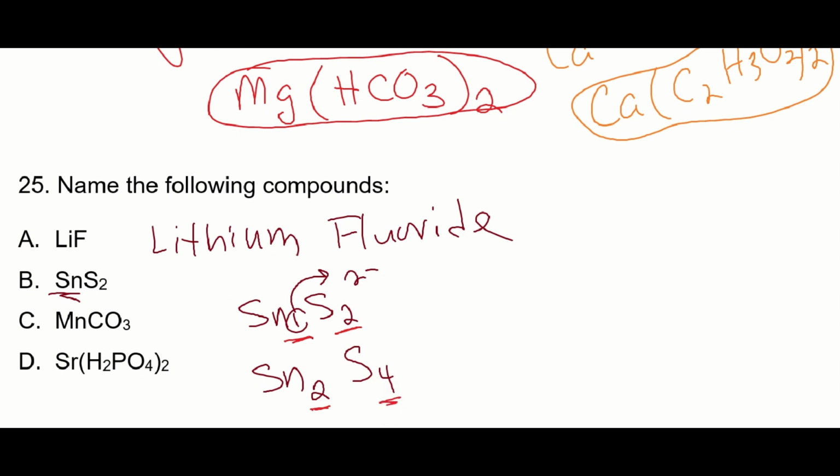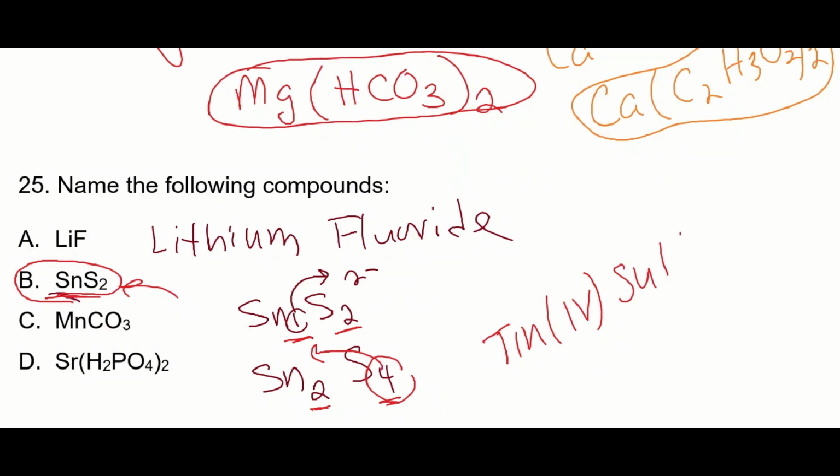If that doesn't follow, you can do some trial and error. It'll just take you a little bit longer. Just make sure you check your work and you get back what the problem states. All right. So that tin must have been a 4 positive charge. So it's going to be tin 4, and sulfur is going to turn into sulfide.